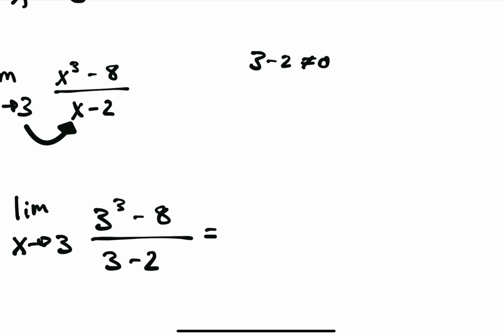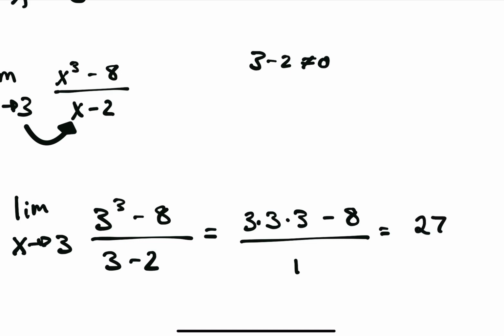And this is equal to, well, what's 3 cubed? What's 3 times 3 times 3, minus 8? 3 minus 2 is 1. So 3 times 3 is 9. 9 times 3 is 27. So we have 27 minus 8 over 1. So then we end up with 19 as our answer.